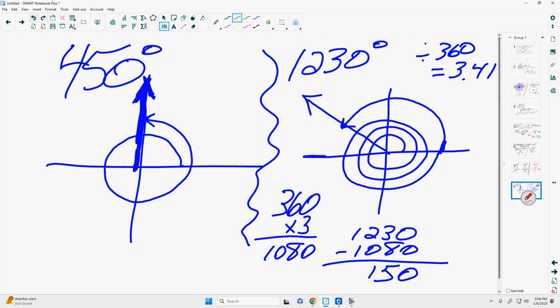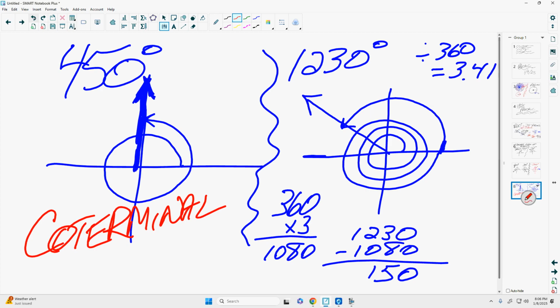You could have just said, oh, 1,230 degrees is coterminal with 150 degrees. Coterminal means it stops at the same spot as 150 degrees. So I could have just drawn 150 degrees. Get it? Got it? Great.